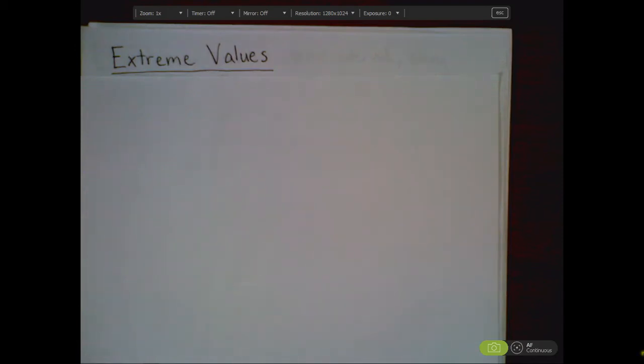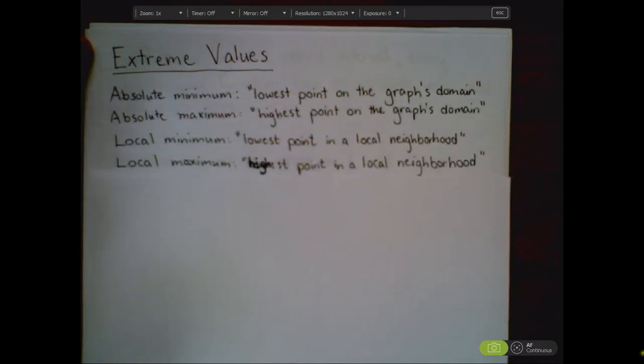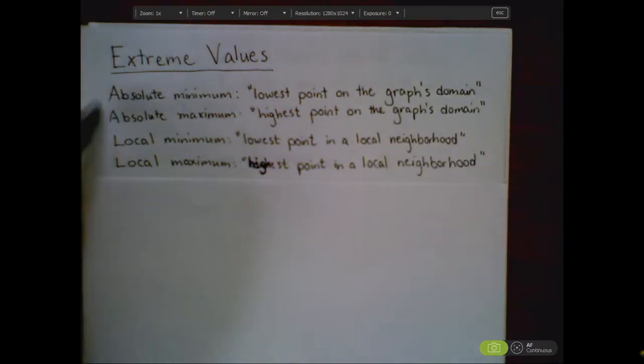In this video, we're going to talk about the extreme values of a function. I'm going to talk about a few definitions before we start looking at the graph. So the definitions I want to start with are the absolute minimum and maximum on a graph and the local minimum and maximum on a graph.